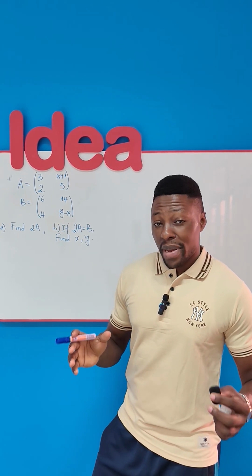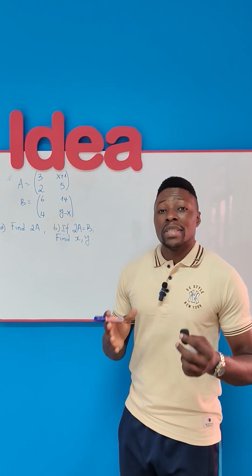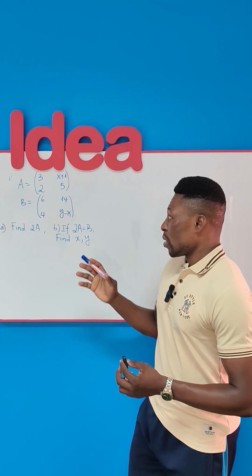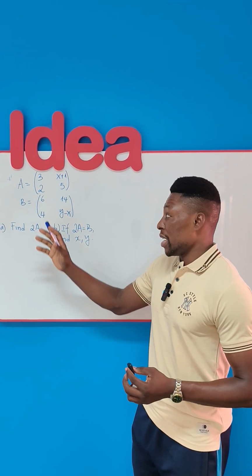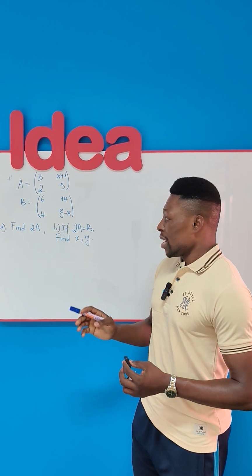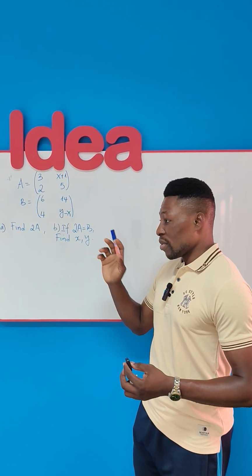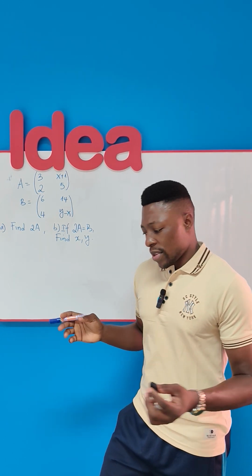Tomorrow will be better. In this video, I'm going to be teaching you some basic operations on matrices. Now, we are given two matrices here, A as so and then B as so. Now, the first question is to find 2A, and then the second question goes like this. Now, let's start with the first question.